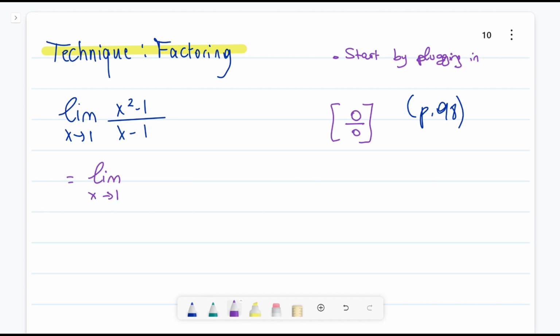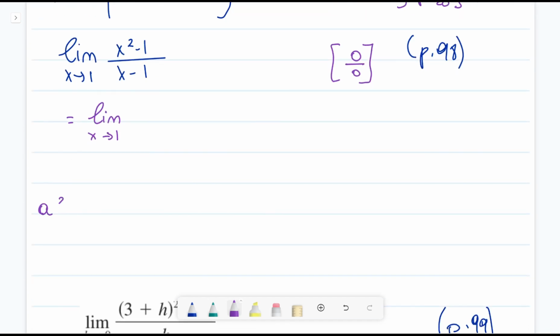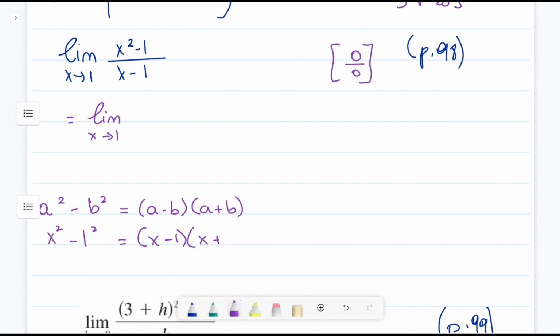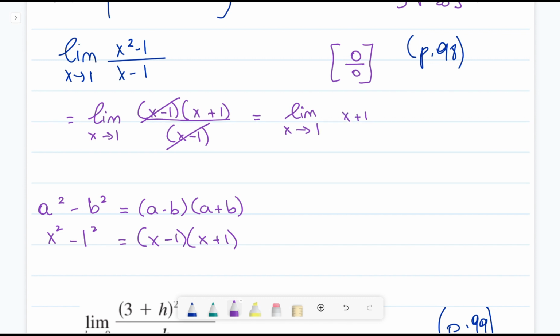So let's try to factor the numerator. As we learned in previous videos, when we have a squared minus b squared, we can factor this to a minus b times a plus b. In our case, we have x squared minus 1 squared, we can factor to x minus 1 times x plus 1. So we write this in the numerator, and we write the denominator, and then we cancel out the x minus 1. This leaves us with limit of x plus 1 as x approaches 1, and now we can try to plug in to see what we get. If we plug in, we get 1 plus 1, which is equal to 2. And this is a real number, it is our answer.